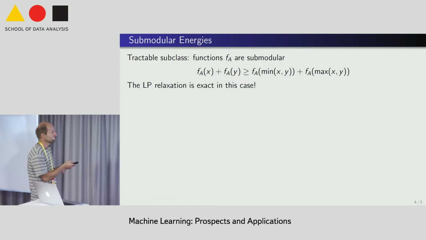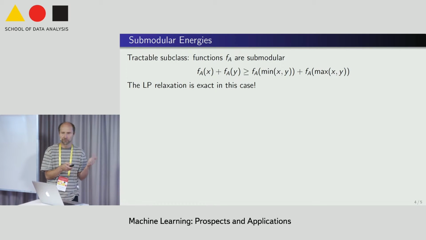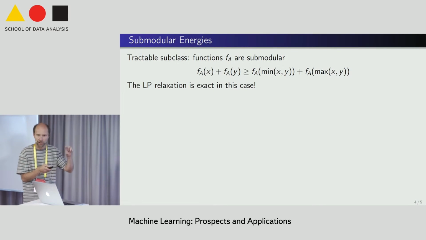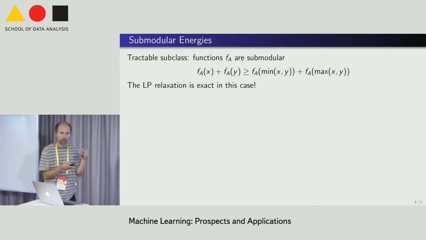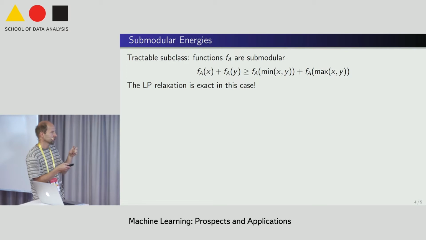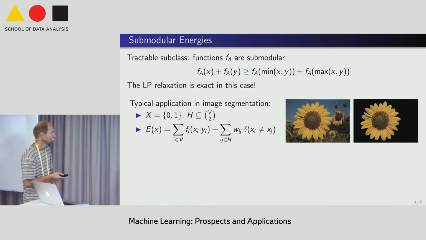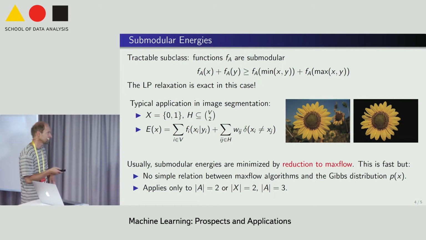Let me pinpoint the difference to what the previous two speakers considered. They spoke about set functions, which correspond to variables with just two states, 0 or 1, whether it's in the set or not. But in this case, the variables can have any finite number of states. So these are non-binary variables, but still discrete variables. A typical application is computer vision, like image segmentation. We know already about that.